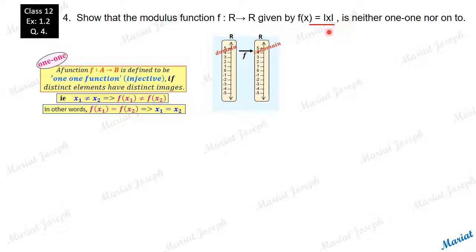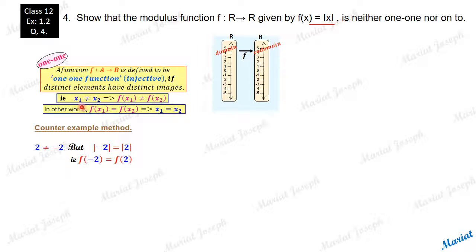Now, to check this example, let me go by the first interpretation. I'm taking two unequal numbers, x1 and x2, from the domain, say 2 and minus 2, which are obviously unequal. What is the modulus of 2? Modulus of 2 is 2. Modulus of minus 2 is also 2. So, though 2 and minus 2 are unequal, the images of minus 2 and 2 are equal.